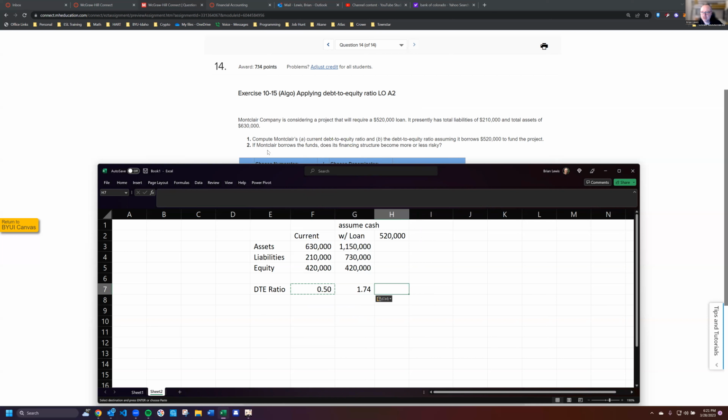If Montclair borrows the funds, does its financing structure become more or less risky? I would say it becomes a lot more risky, because it depends on how you look at it. A lot more risky because you have a lot more liabilities, but somebody would argue that they're leveraging their equity, and so it might be less risky. But debt is a permanent, ongoing obligation. You have to pay it off, whereas equity isn't an ongoing obligation. You do have to return some value back to the stockholders, but generally speaking, it doesn't have any burden on your day-to-day operating activities.